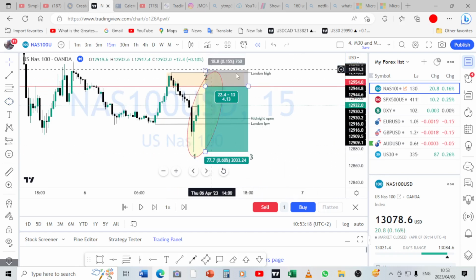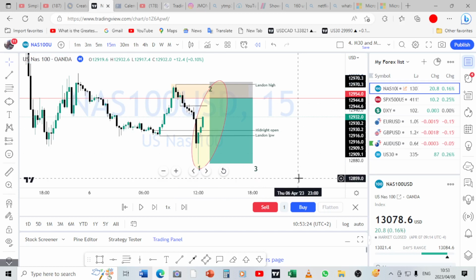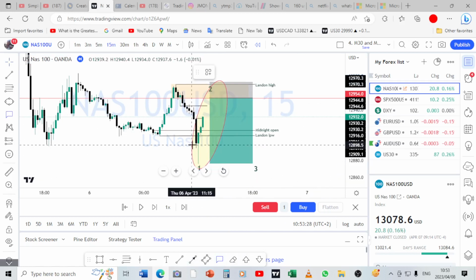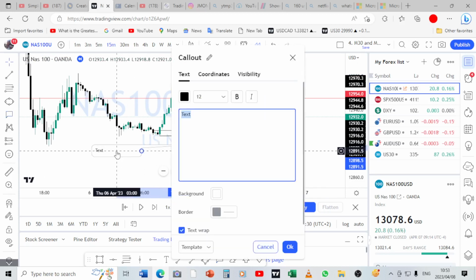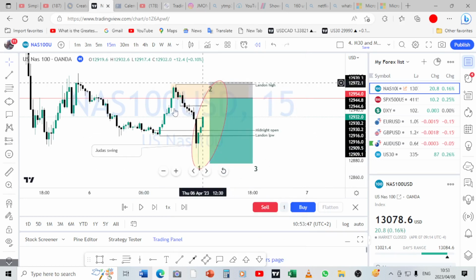So guys, we'll end here. I think I tried to explain the Judas swing better to you, to make it simple. So this we'll call a Judas swing. There we go. We have our Judas swing right here. This will be your Judas swing.